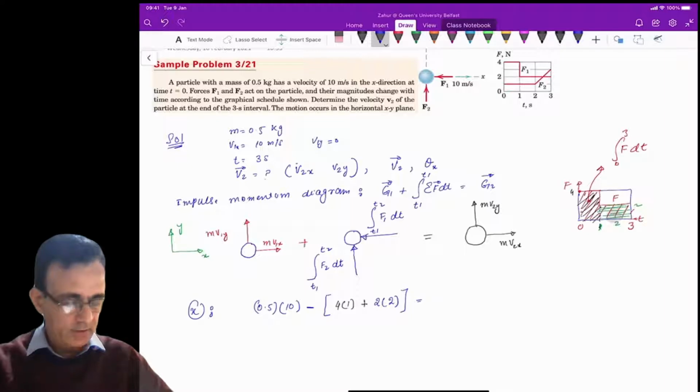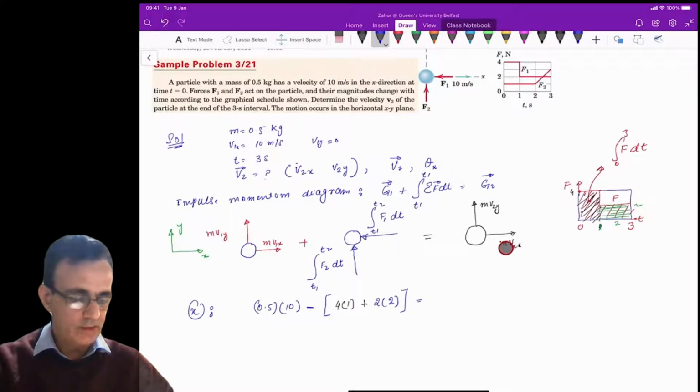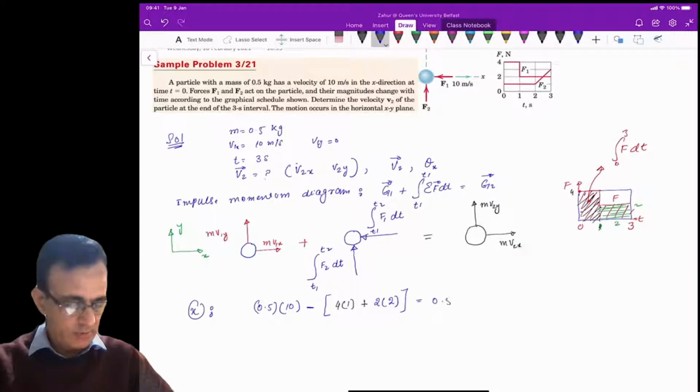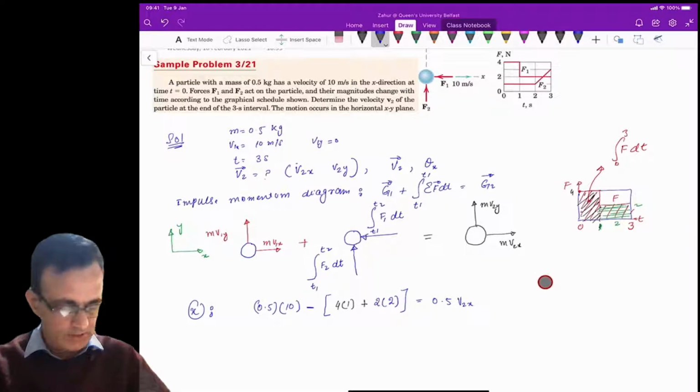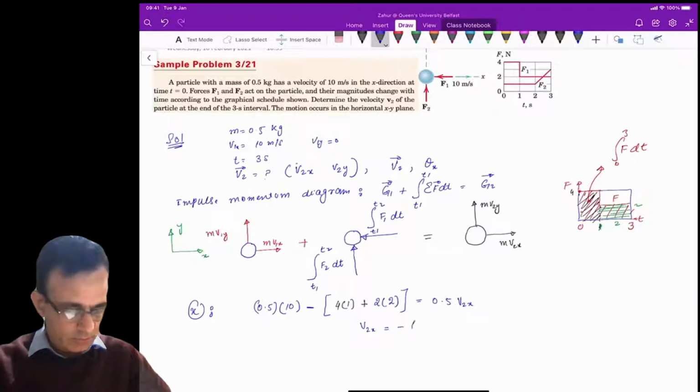And then on the right-hand side, we have the final momentum in the x direction, mv2x, which will become 0.5 times v2x. Now this is just a straightforward equation from which you can calculate v2x. So v2x will become equal to minus 6 meters per second.